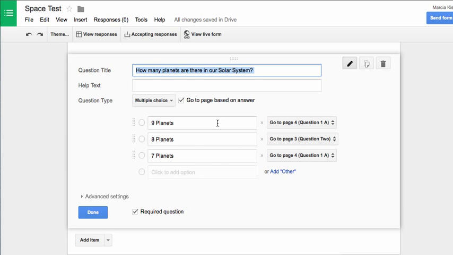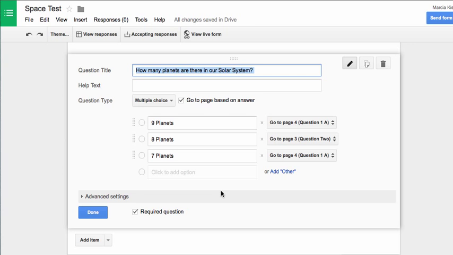If they click 7 or 9 planets, they will go to question 1A. If they click 8 planets, they'll go to question 2 because they got it right. If they click 7 planets, they'll go to question 1A.